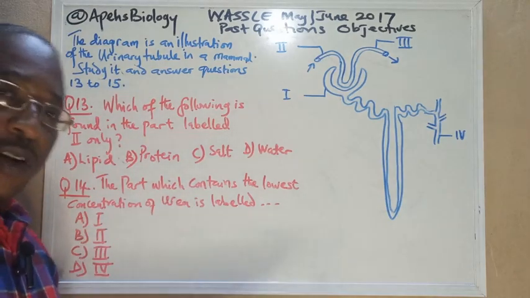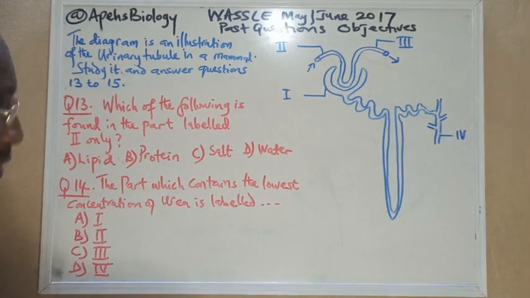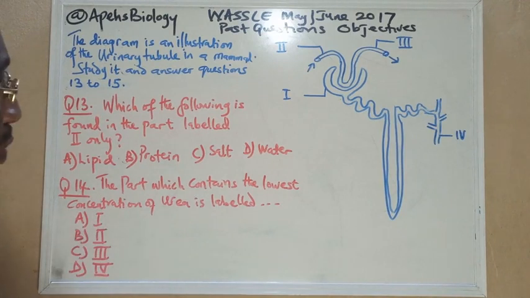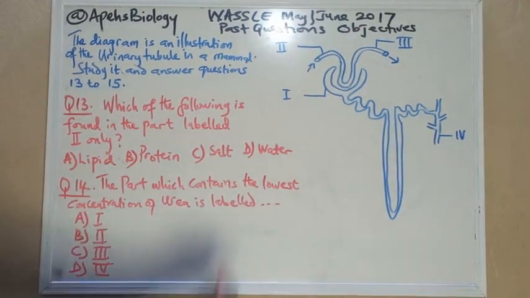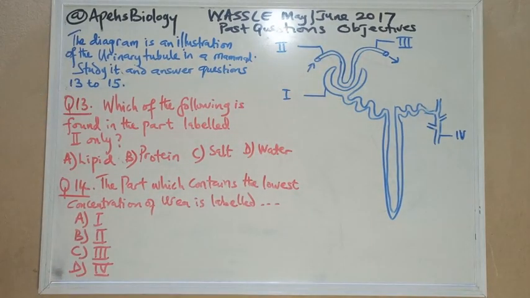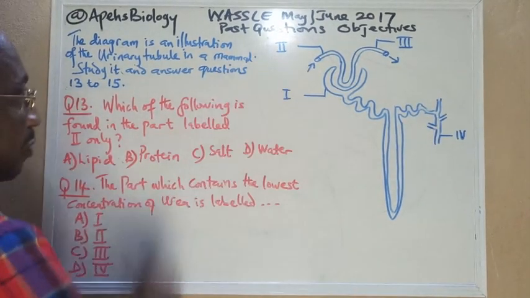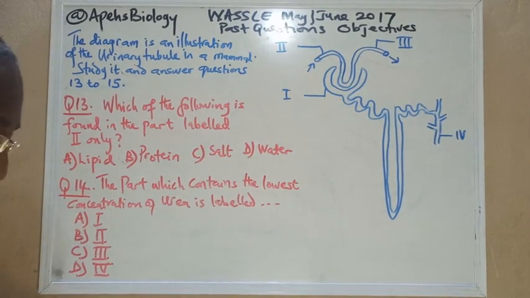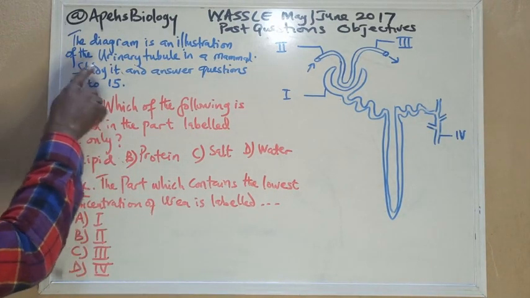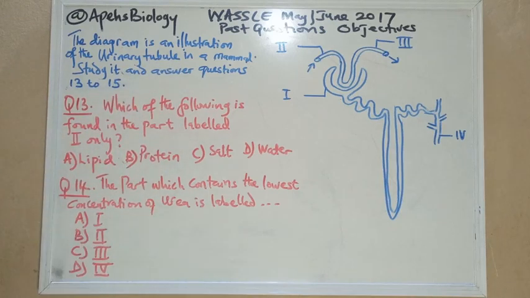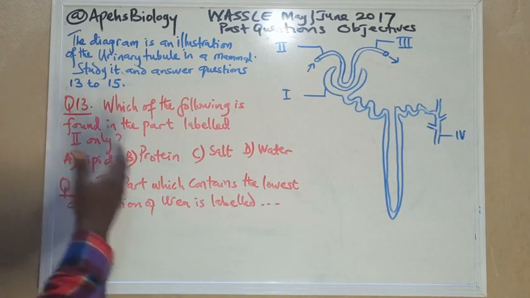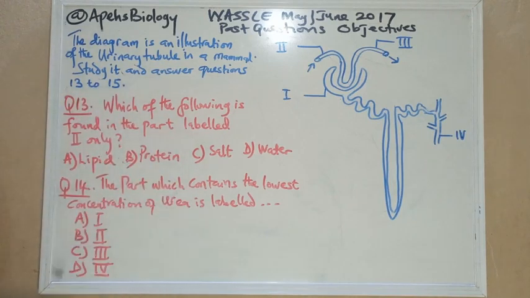Now, we are going to unleash to you here additional things that will help us to understand the answers to some of these important questions, the reasons behind the answers. We have a question that was picked from WASSCE May/June 2017, a past objective question. In that question, we have this massive and interesting diagram. The question says the diagram is an illustration of the urinary tubule in a mammal. Study it and answer questions 13 to 15.